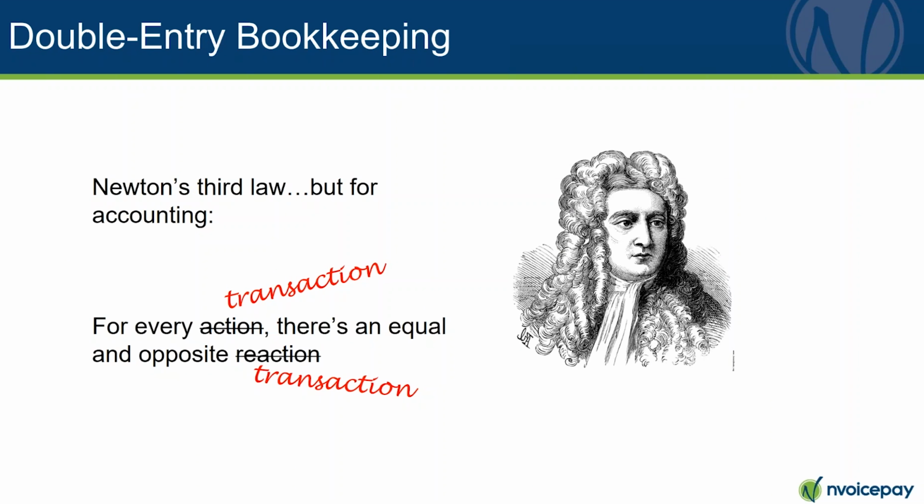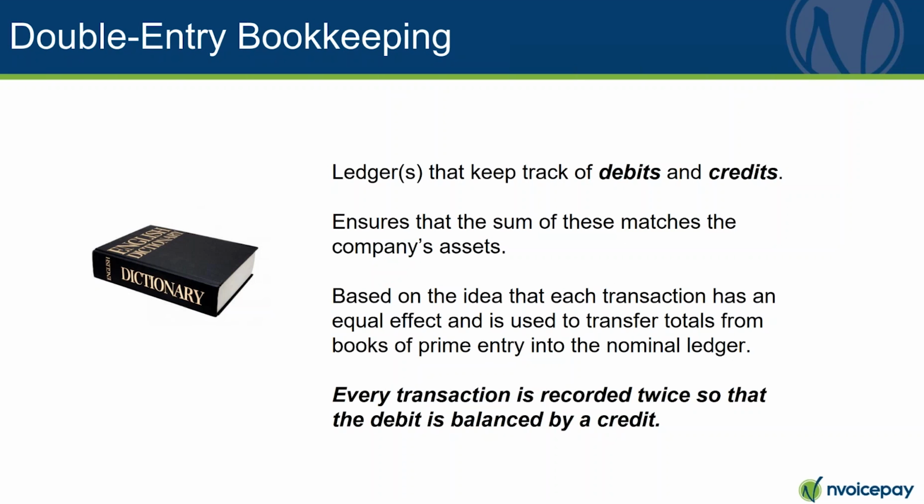That's how they record their history, and they've been doing so that way for a long time. It's kind of like the laws of physics, but for accountants. For every transaction, there's an equal and opposite transaction. Here's a proper definition of double entry bookkeeping. I'll spare you from reading it and highlight the important parts.